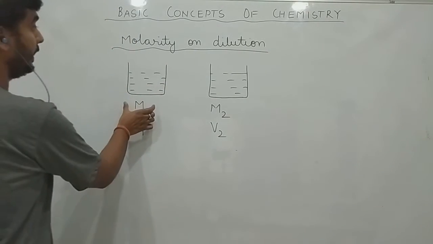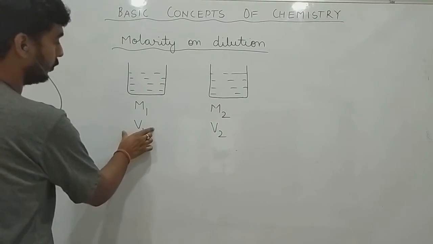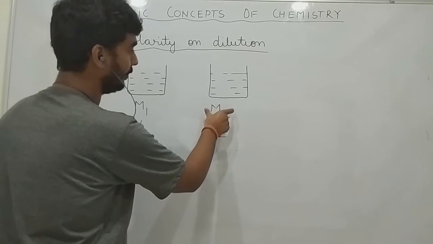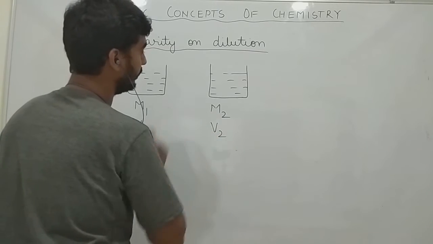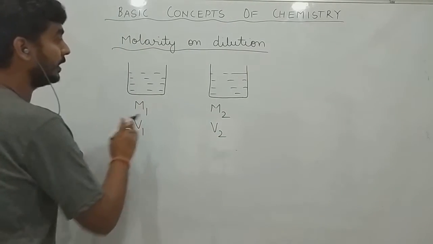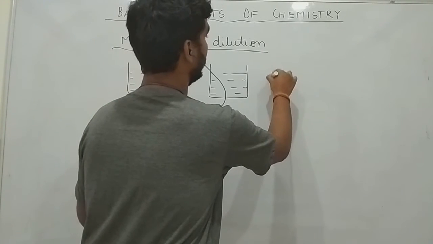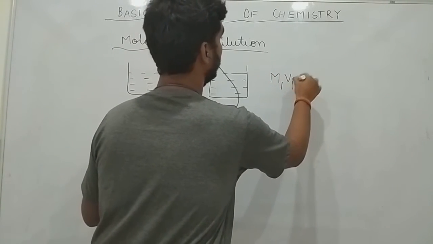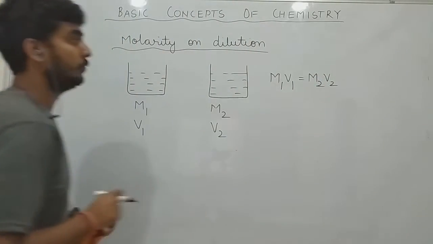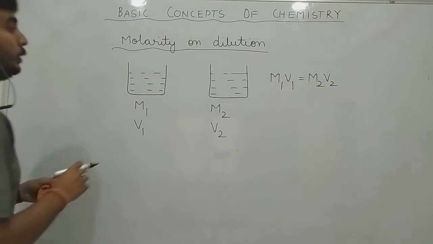So initially its molarity was M1, volume was V1. After dilution, after I have added solvent, its molarity becomes M2 and volume becomes V2. Now there is a relation between the initial molarity and volume and the final molarity and volume. It is M1 V1 equals M2 V2.